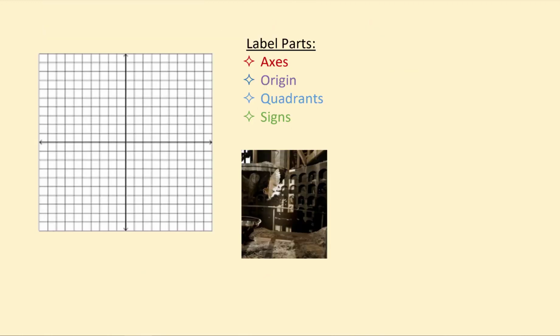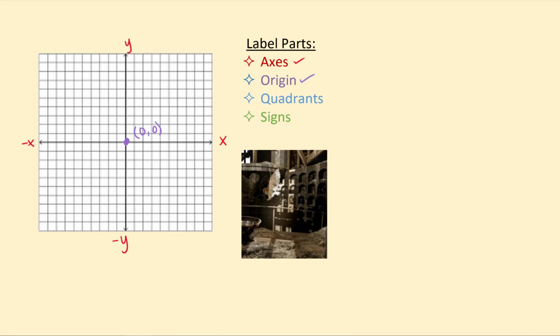Alright, so let's look at this graph here. There's a lot of parts to it, so let's start labeling them. The first thing that we should always start with is labeling our axes. I'm going to label this one over here x, y, this one over here is negative x, and the one at the bottom is negative y. Now we've labeled our axes. The next part that we need to label is our origin, which is always just that middle point, and we call it 0, 0.